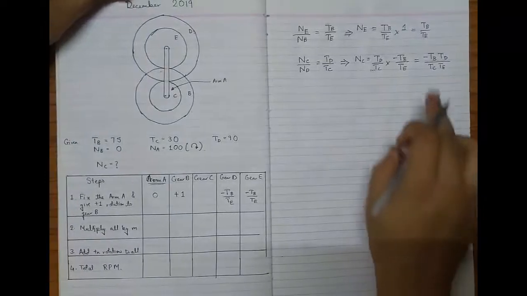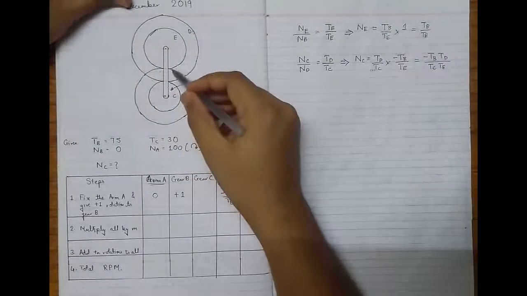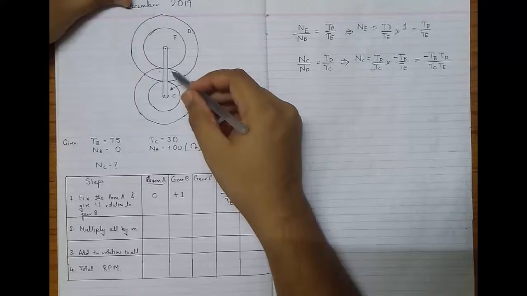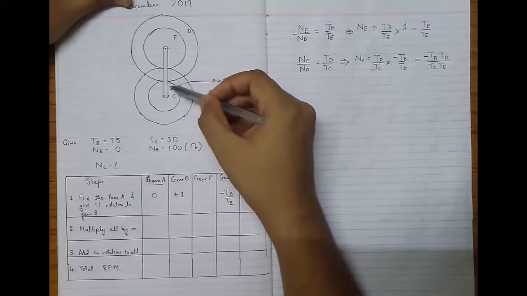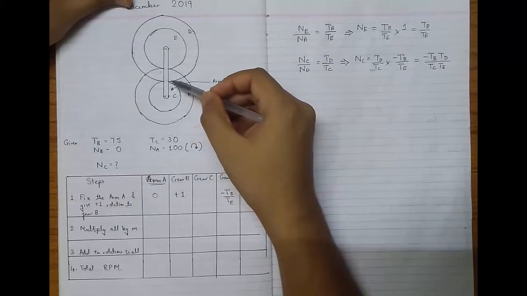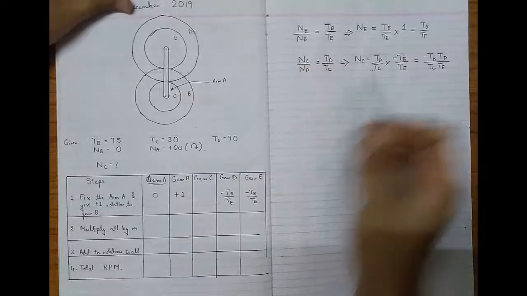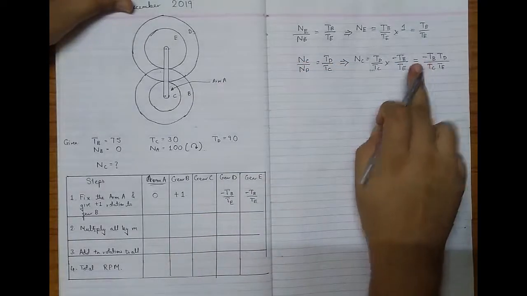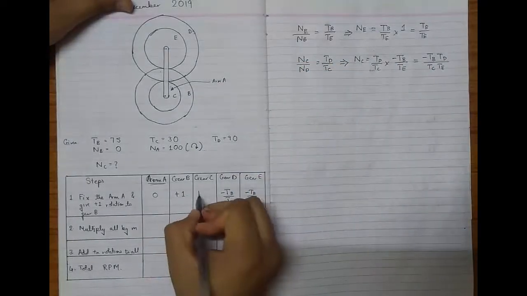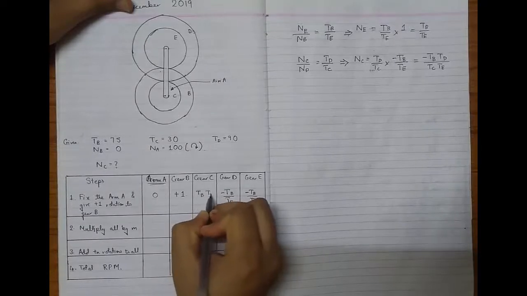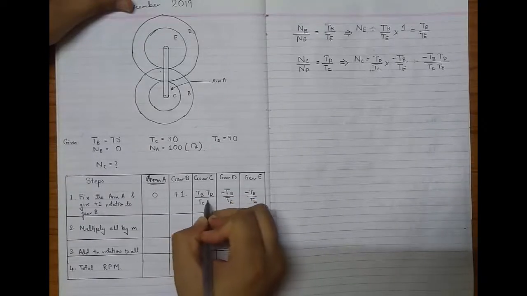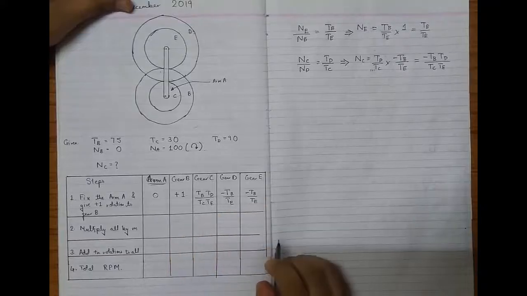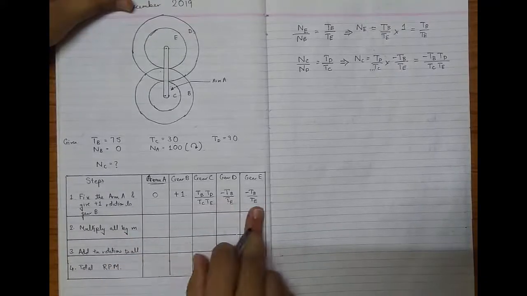There is a negative sign here. Again they are externally meshing. So whenever they are externally meshing, we have to write the opposite sign. So minus of minus will be positive. So this will be TB TD upon TC TE. So we have completed the first row.